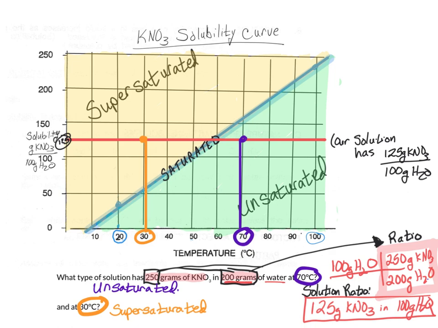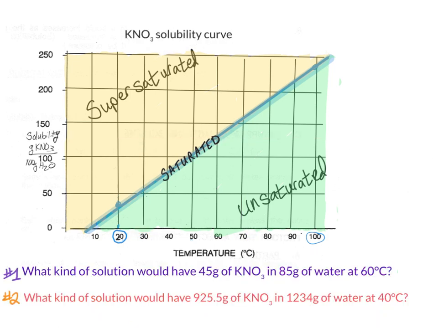Next, you're going to try this, but we're going to use a little bit more difficult number. We're not going to use the 200 grams of water that we did in this one. It's going to be a little bit harder, so you might want to get your calculator out for the next one. So this is a you try it. We're going to use the same KNO3 solubility curve as we've done before. In this case, I want you to do just the first one, and that is what kind of solution would you have if you have 45 grams of KNO3 in 85 grams of water at 60 degrees Celsius. Pause the video and then start it again, and then we'll do number 2.